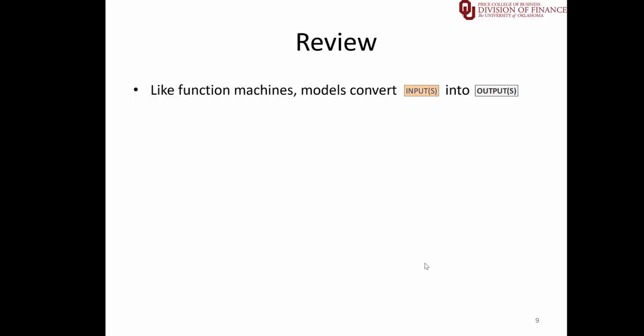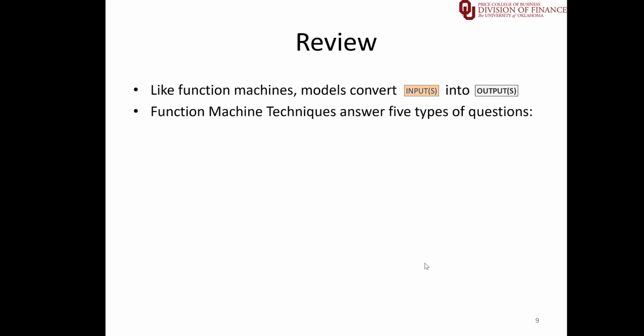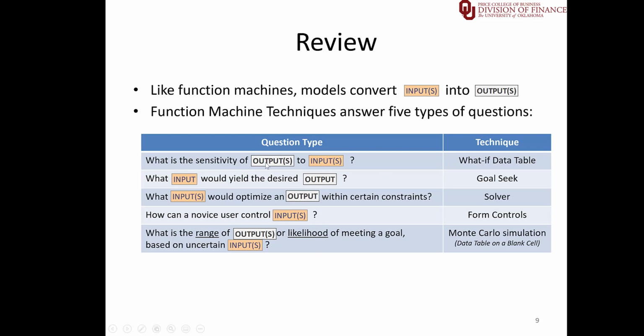Let's review. So like those function machines from second grade, our models are going to convert inputs into outputs by applying a math rule or by applying a whole lot of spreadsheet calculations that we call models. These function machine techniques are going to use this function machine analogy or framework, if you will, to answer these 5 types of questions. If I simply want to get a list of outputs that corresponds to a list of inputs, probably the way I'm going to ask that on a quiz is, what is the sensitivity of my course grade to my final exam score? And we'd use a what-if data table for that.